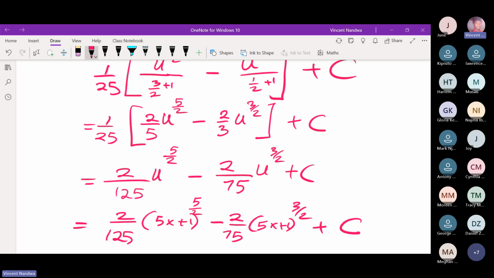Because of time, I'll not continue. The remaining bit about area and the fundamental theorem of calculus, I'll do it and share. So that will be enough to make you comfortable in the next exercise next week.